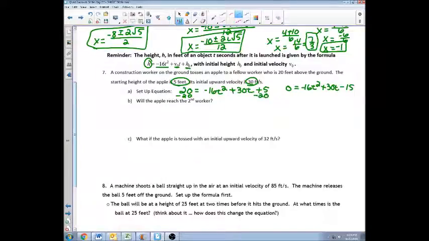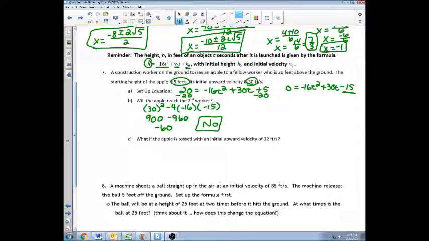My discriminant is the b value, which is 30, squared, minus 4 times my a value, which is negative 16, times my c value, which is over here, negative 15. 30 squared will get me 900. Negative 4 times negative 16 times negative 15 would get me negative 960. So that means that my discriminant is negative 60, so no, the apple will not reach the second worker.